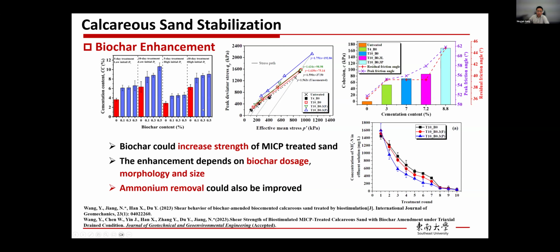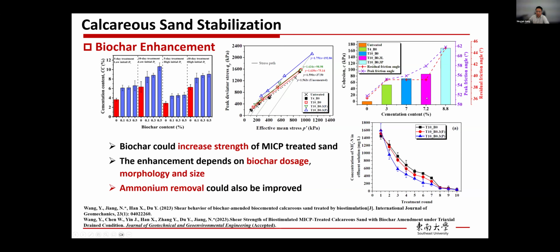Then we did the triaxial shear test again, but with the addition of biochar. Then we got the failure envelope, and based on the failure envelope, we got the cohesion, peak friction angle, and the residual friction angle. So here we can see that the pink one and the light blue one are with biochar, and the blue one is the biocemented case without biochar. Then we can see that cohesion, peak friction angle, and residual friction angle all increased after the addition of biochar.